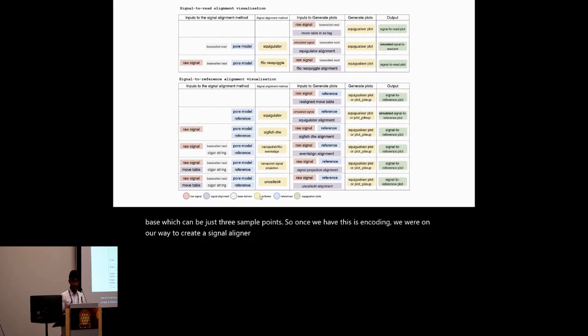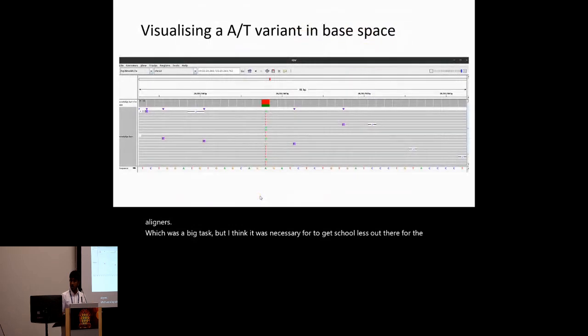These are all the signal aligners available in the nanopore sequencing domain. You have a bunch of signal to read aligners and signal to reference aligners. To make it easy for the nanopore community to use Squigualiser, we integrated our encoding method into the output of these signal aligners, which was a big task, but I think it was necessary to get Squigualiser out there for the nanopore community.